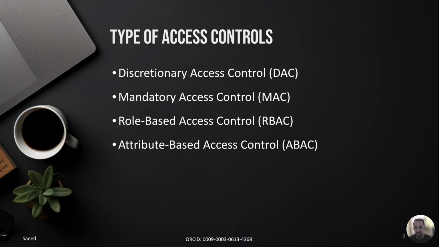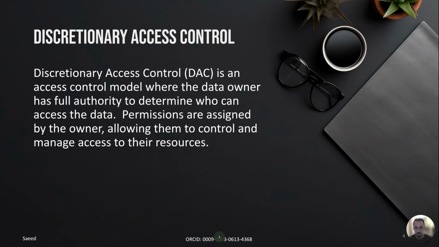There are four types of access controls: discretionary access control, mandatory access control, role-based access control, and attribute-based access control. Discretionary access control is an access control model where data owners have full authority to determine who has access to what file or data. These are typically assigned by the owner, allowing them to control and manage who can access their resources. This is typically found in, for example, sharing with friends and family.